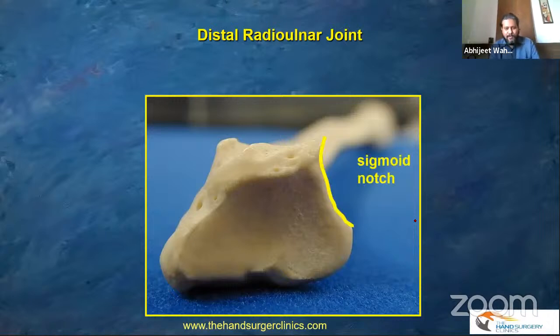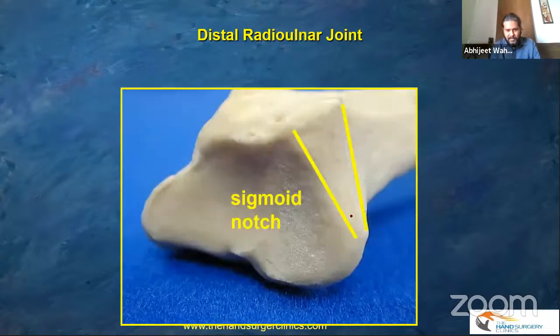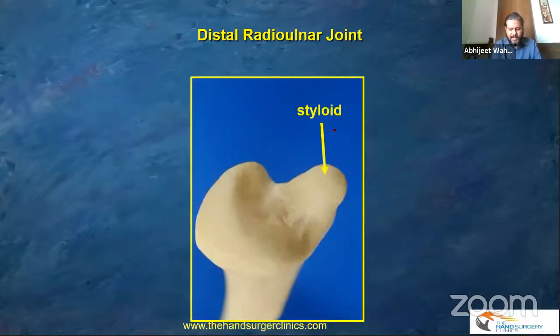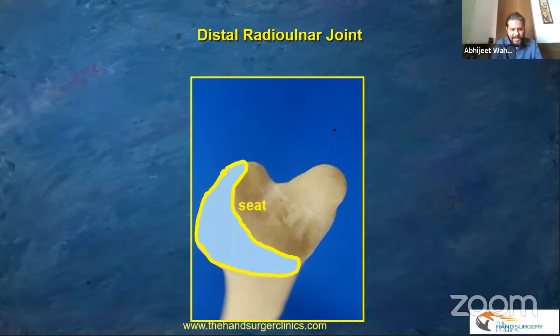The osseous anatomy also is very peculiar for the distal radio-ulnar joint. There is a very shallow sigmoid notch on the medial aspect of the radius. This is dorsal, this is volar, this is the Lister's tubercle, and the sigmoid notch is represented here, wherein the head of the ulna will be seated. Not only is it shallow, the articular surface is also pretty small in comparison to the large articular surface of the distal ulna. So the articular surface of the ulna is pretty large as compared to that of the sigmoid notch.